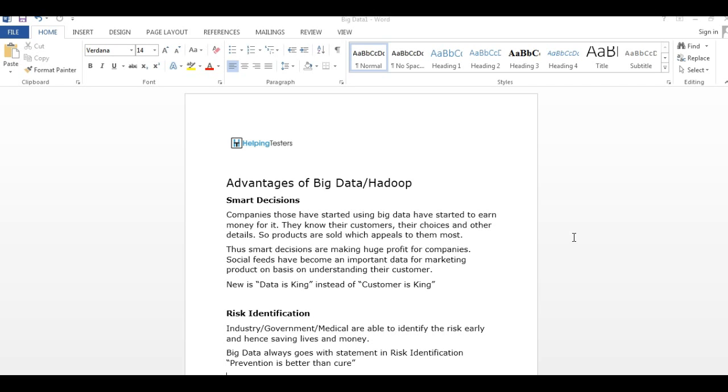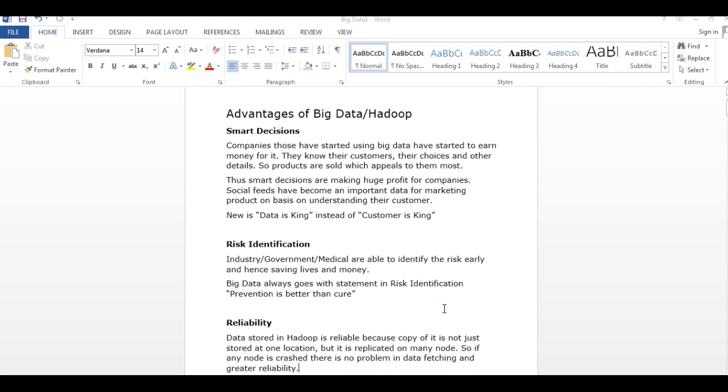Another is risk identification. It helps industries, government and medicine to identify risk as early as possible, which in turn saves lives and money. It is also said that prevention is better than cure. So risk identification is identifying the risk beforehand, preventing it rather than curing it.